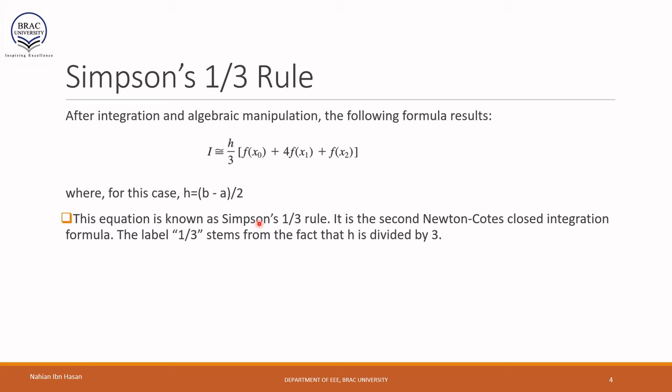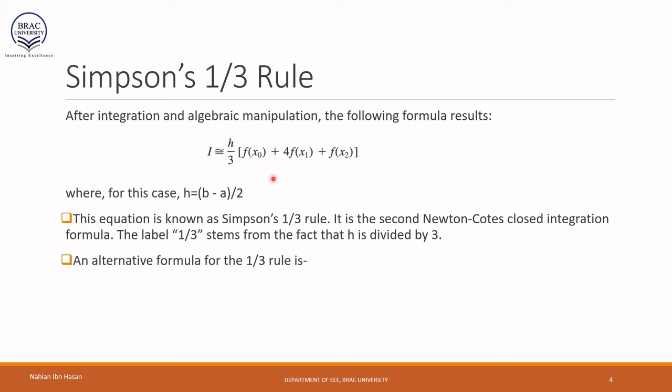So in Simpson's 1/3 rule, we call this Simpson's 1/3 rule because there is a multiplicative factor of 1 by 3. That's why this is called Simpson's 1/3 rule. The 1 by 3 denotes its name.